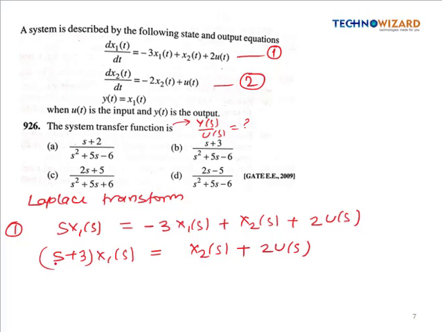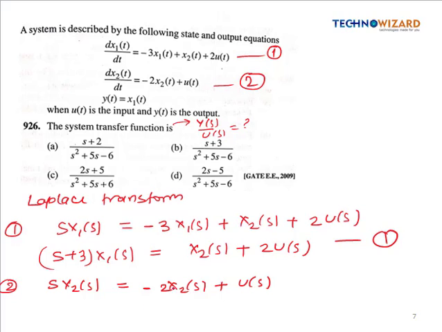Suppose this is equation 1. Now take the Laplace transform of equation 2. This will be s x2 of s is equal to minus 2 x2 of s plus u of s. Now take x2 of s common, so s plus 2 into x2 of s is equal to u of s. From here we can find the value of x2 of s, so x2 of s is equal to u of s divided by s plus 2. Suppose this is equation 2.